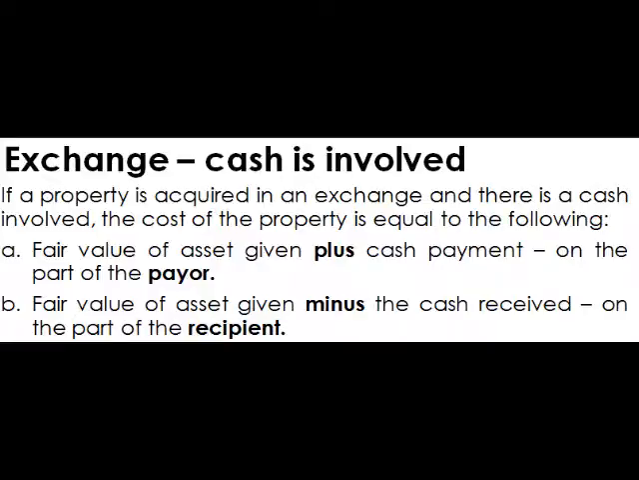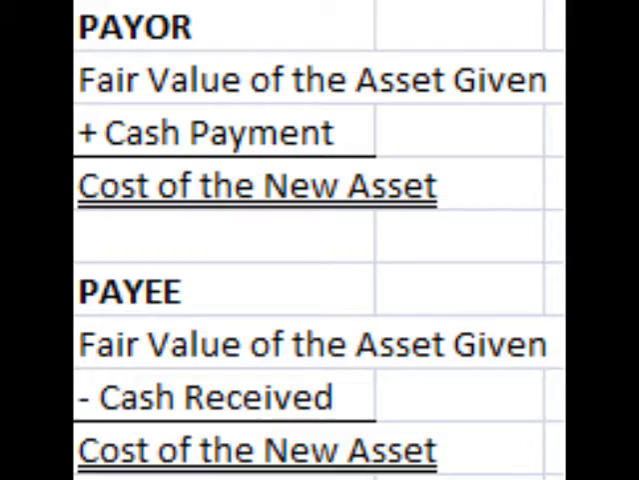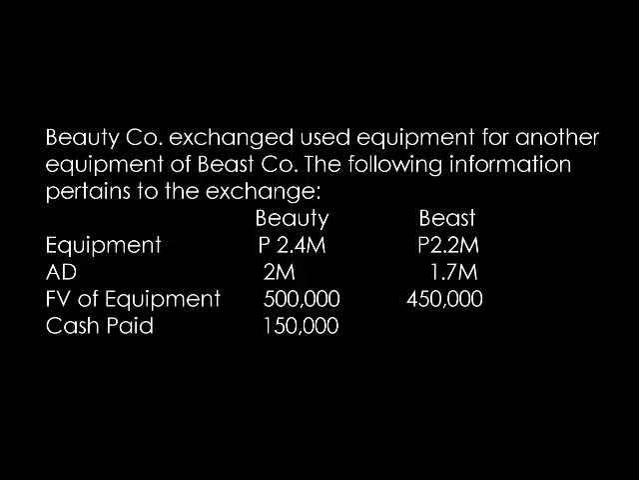If a property is acquired in an exchange and there is a cash involved, the cost of the property acquired is equal to the following. First, fair value of the asset given plus cash payment if on the part of the payer. Otherwise, fair value of the asset given minus the cash received on the part of the recipient. Assuming based on the previous example, Beauty Company paid 150,000 to Beast Company. How are we going to account the equipment received by Beauty and the equipment received by Beast?